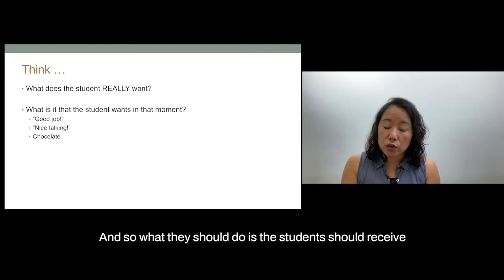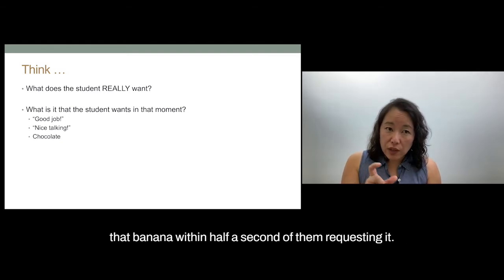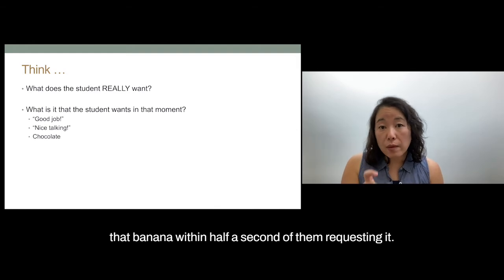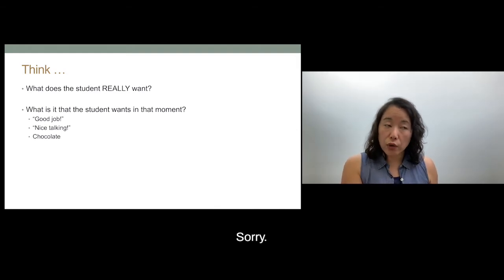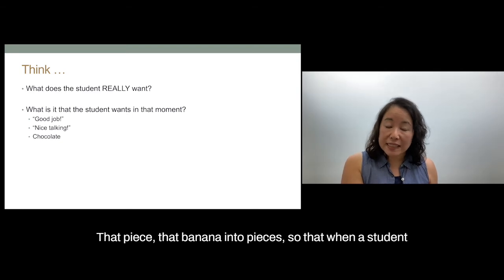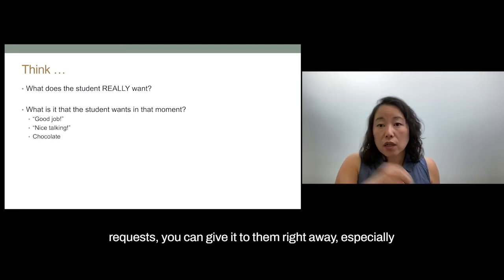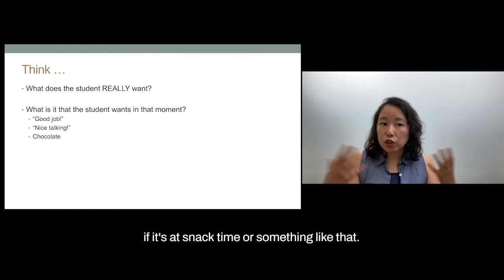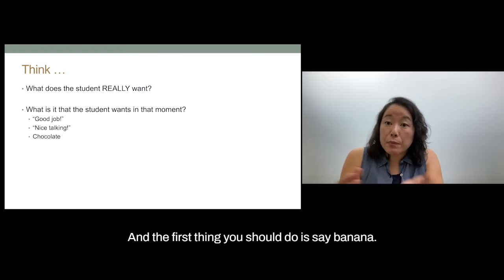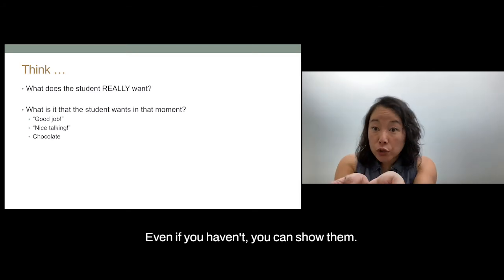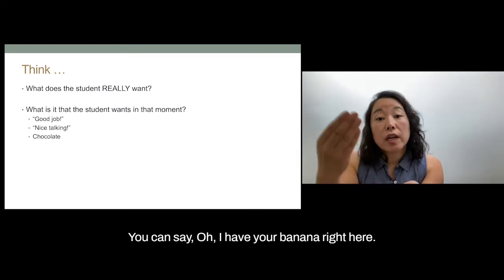And so what they should do is the student should receive that banana within half a second of them requesting it. So you should already have cut up that banana into pieces, so that when a student requests, you can give it to them right away, especially if it's at snack time or something like that. And the first thing you should do is say banana, even if you haven't cut it. You can show them, you can say, oh, I have your banana right here. Let me cut you a piece.